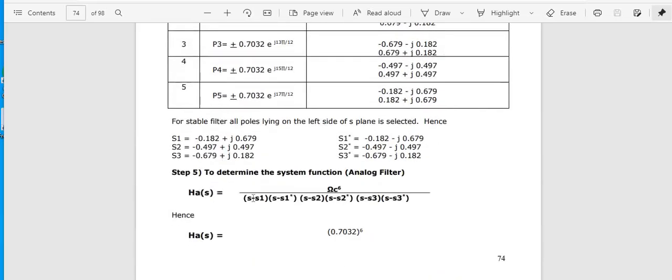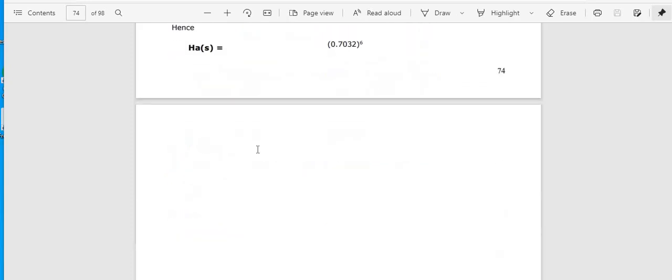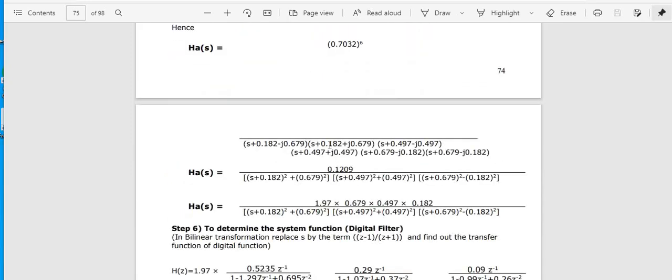0.7032 whole power 6 by s minus s1, so this is s1, and this is s1 conjugate. So I can write s minus s1 conjugate as 0.182 minus plus j of 0.769, and the conjugate value. A plus b into a minus b is a square minus b square, for the first, the second and the third. The 6 terms will reduce to 3 terms. If you simplify further, we can write this as this.